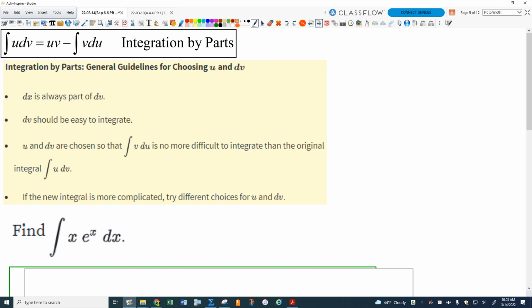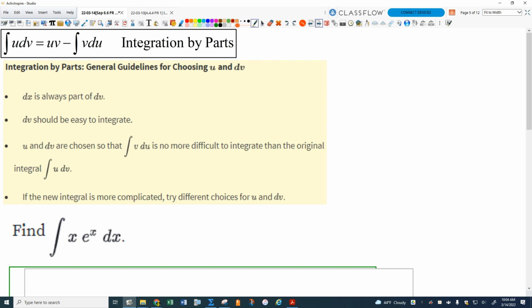Well, when we start this process, we're going to choose a u and a dv. We're going to split our integral up into those two parts, and the dv part always gets the d whatever, dx, dt, whatever our variable of integration is, absorbed into the dv part of the formula. dv should be easy to integrate. In other words, it's got to be no more complicated than the original integral. If it gets increasingly complex, what's the point of doing this?